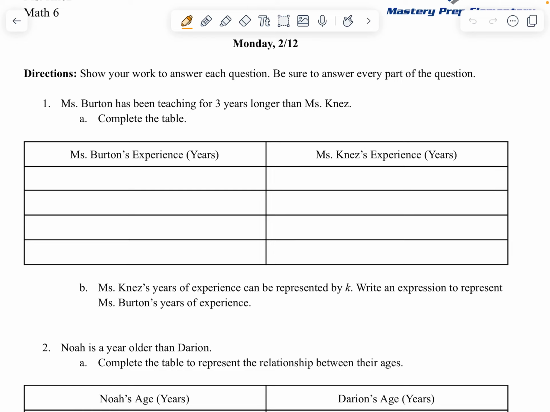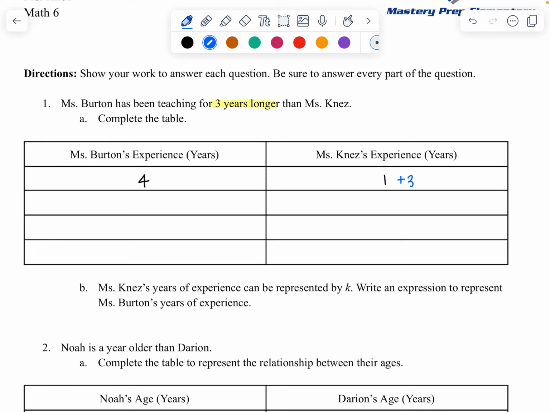Let's say, for example, that we decide that Miss Knez has been teaching in this part of the table for 1 year. I know that Miss Burton has been teaching for 3 years longer than Miss Knez. I know that from this part of the question here. I know that 3 years longer than 1 is 4, because 1 add 3 equals 4.